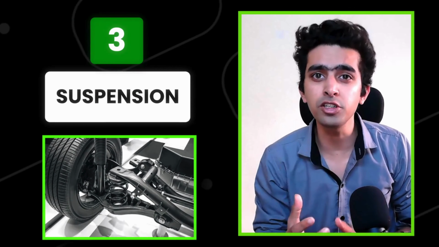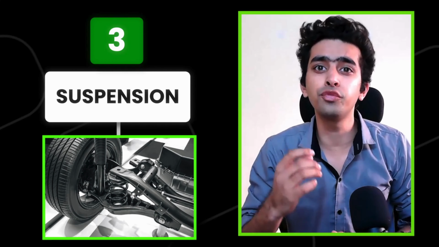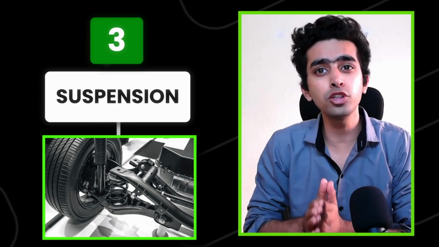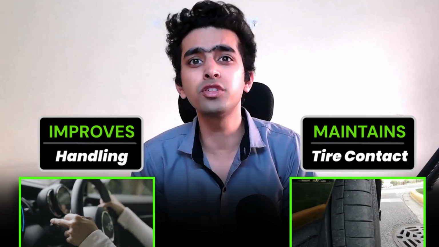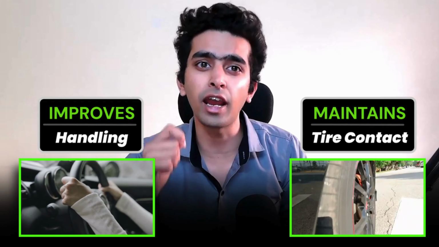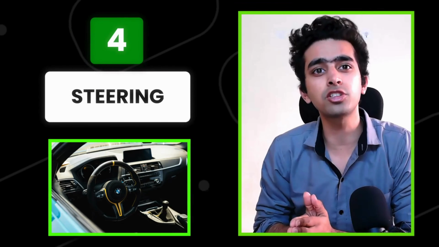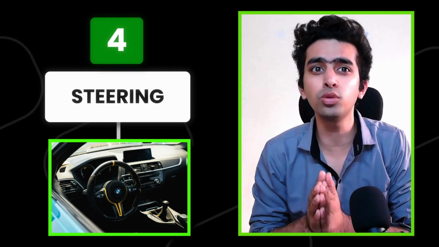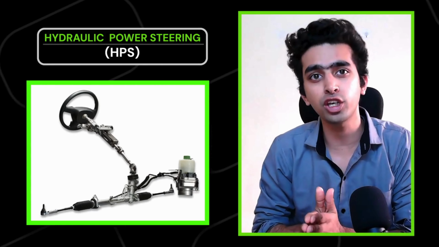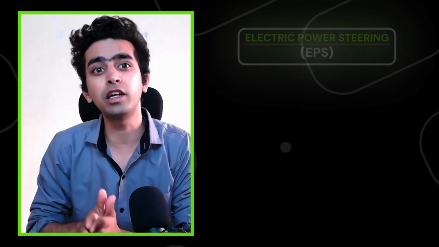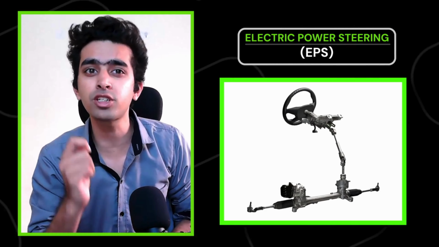Next one comes the suspension systems, which connect the wheels to the frame and absorb the shocks, ensuring a smooth and comfortable ride. It improves the handling and maintains the tire contact with the road for better stability. Then comes the steering systems, which enable the driver to control the car direction. Modern steering systems include the power steering for easy maneuverability and electronic steering systems for precise control.